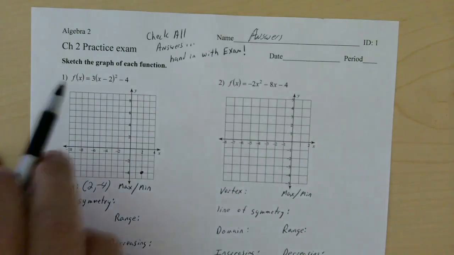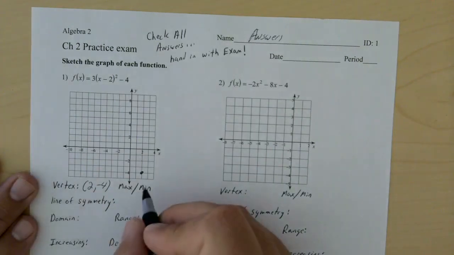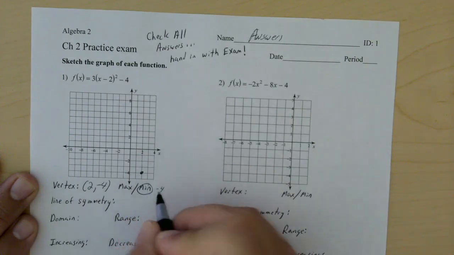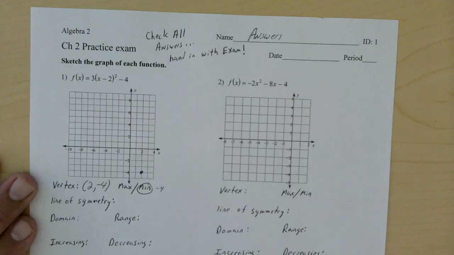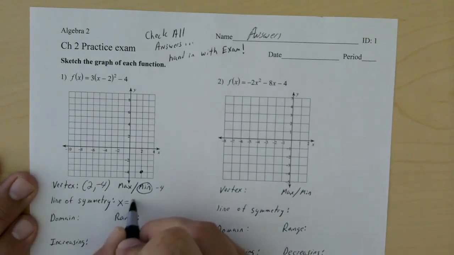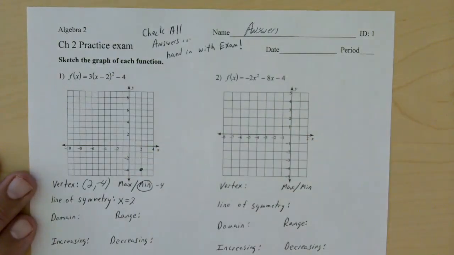Okay, since the number in front, it's a vertical stretch, but it's positive, we know we're going to have a minimum. Okay. And our minimum y value is going to be -4. That's going to be useful when we have to state the range. We also know that the line of symmetry, the line that's going to cut this U in half, is going to be x equals 2.